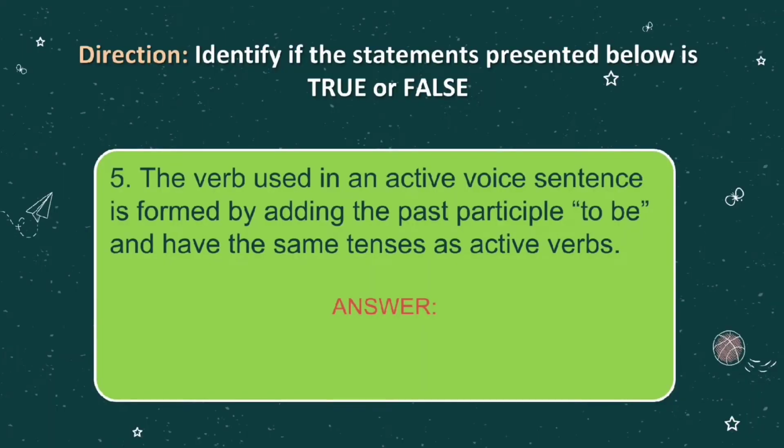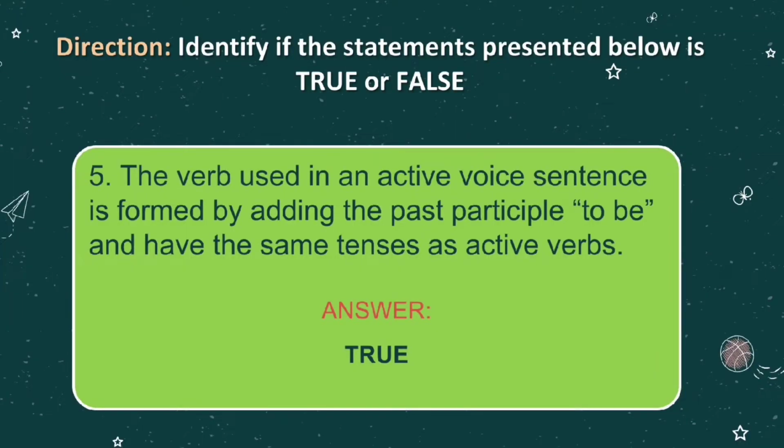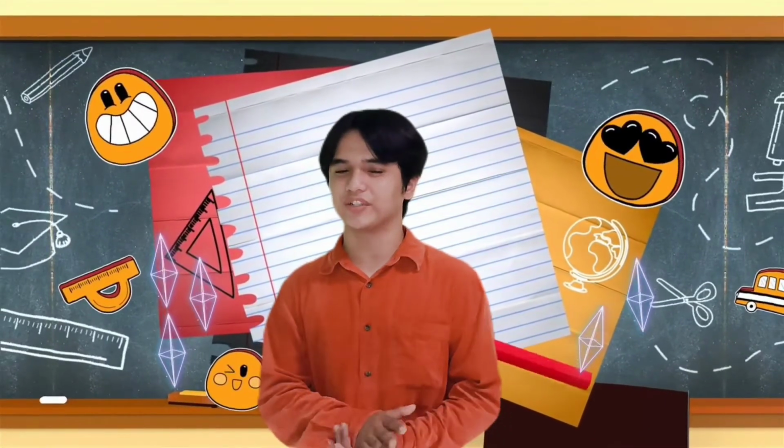Now, for the last number 5. The verb used in an active voice sentence is formed by adding the past participle to be and have the same tenses as active verbs. So what's the answer? Is it true? Correct. Great! Here's another 5 diamonds for your correct answers.